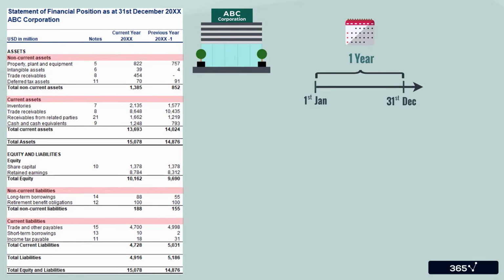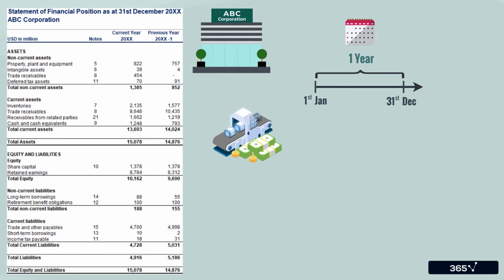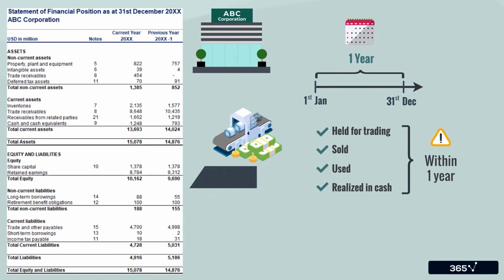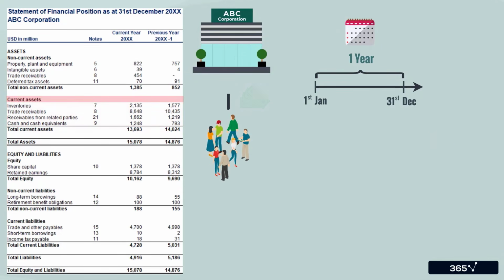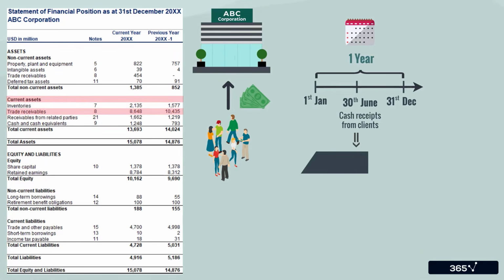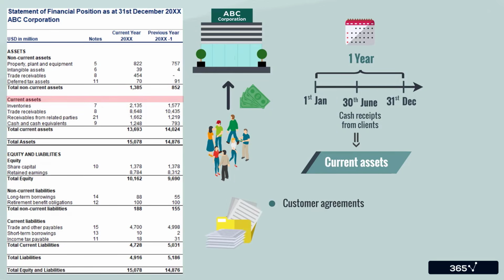This is how it works in practice. If assets are primarily held for trading or are expected to be sold, used, or otherwise realized in cash within 1 year, they are labeled as current assets. Inventory, trade receivables, cash, and cash equivalents are among the most common current assets lines in every statement of financial position. For instance, if receivables from clients are expected to be collected on 30th of June next year, then we report them as trade receivables in the current assets section. To make proper assumptions about the expected amount of current assets, we should dig deeper into the firm's customer agreements, financial stats, and inventory policies.